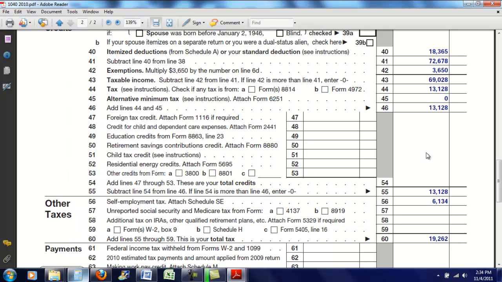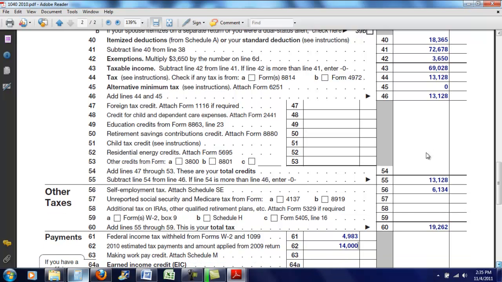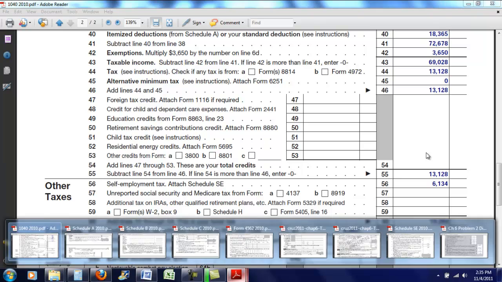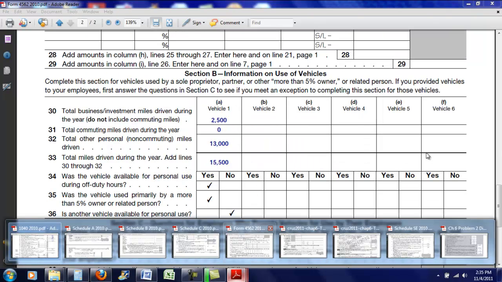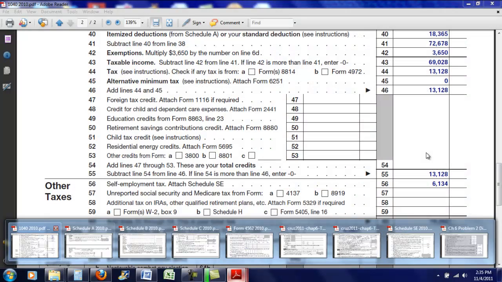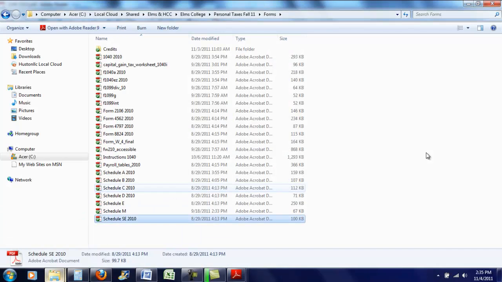Now, it said that she had $4,983 withheld from her W-2. It also said in the back of the problem that she paid two estimated payments of $7,000 on June 15th and September 15th. So she paid $14,000 in estimated payments. We also have to calculate her Schedule M. So let's go. I don't think I pulled up a Schedule M. So let me go to my forms here and pull up a Schedule M.